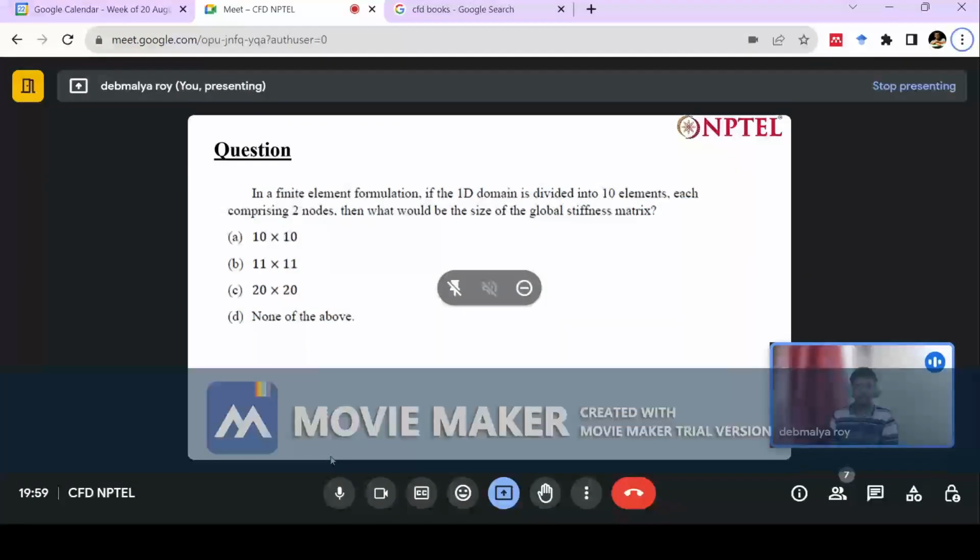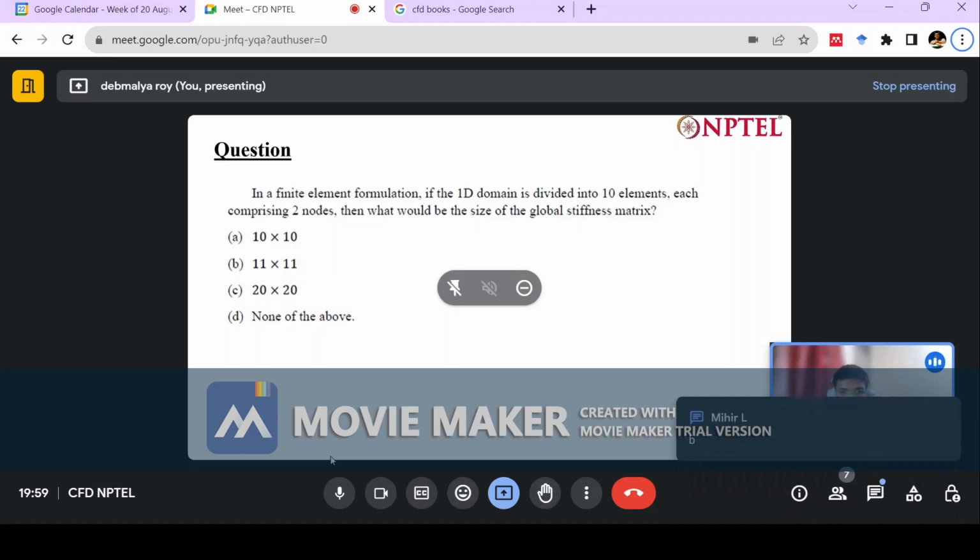So can anyone please answer this question? A simple question: a 1D domain divided into 10 elements. What will be the size of the stiffness matrix? So 11 cross 11. That is absolutely correct. So 10 elements means 11 nodes, and 11 nodes means it will be 11 cross 11. There is no ambiguity for this.